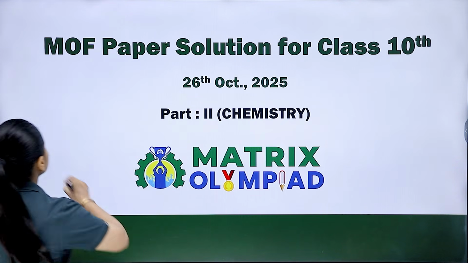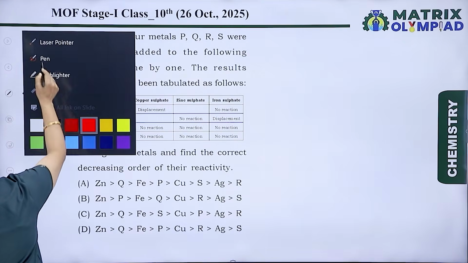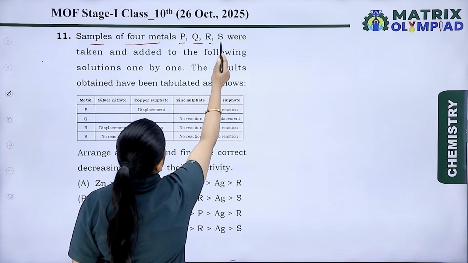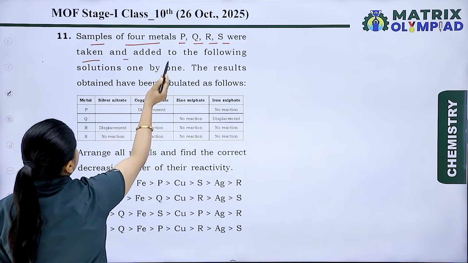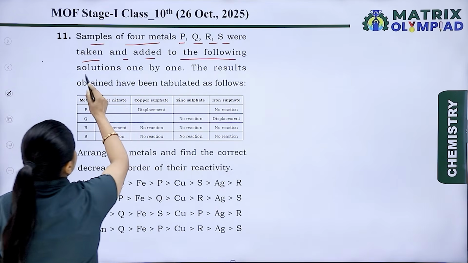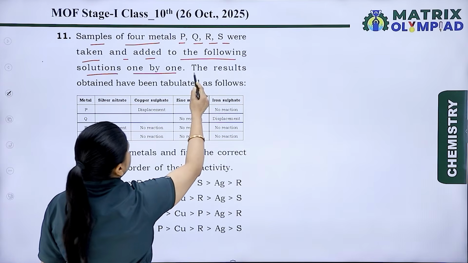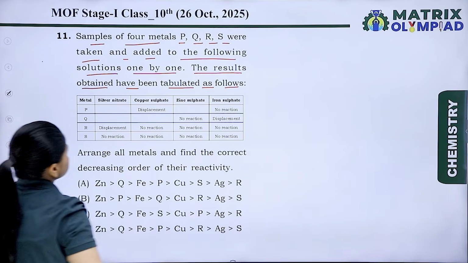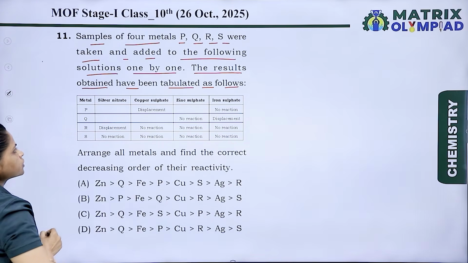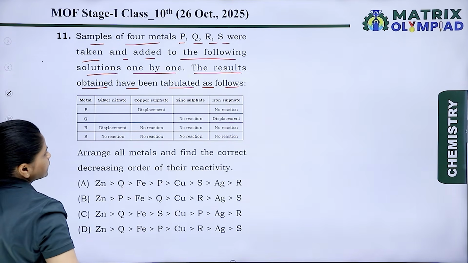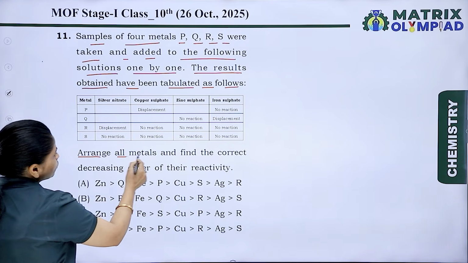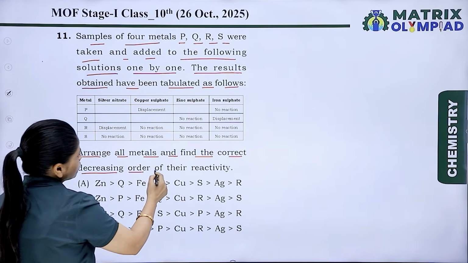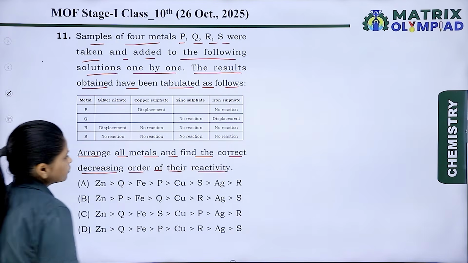Now we are going to discuss part 2 chemistry for class 10th. Let's discuss the questions. Samples of 4 metals P, Q, R, S were taken and added to the following solutions one by one. The results obtained have been tabulated as follows. Arrange the metals and find the correct decreasing order of their reactivity.